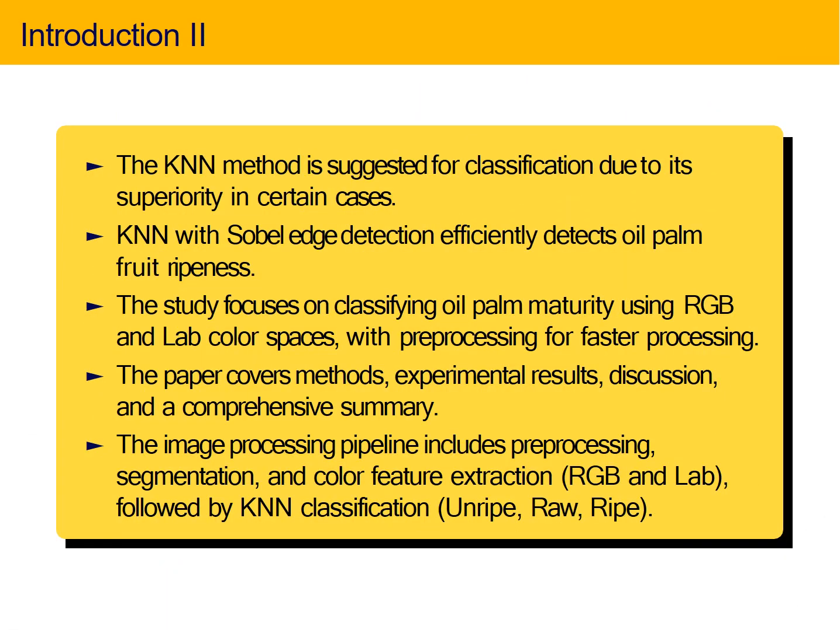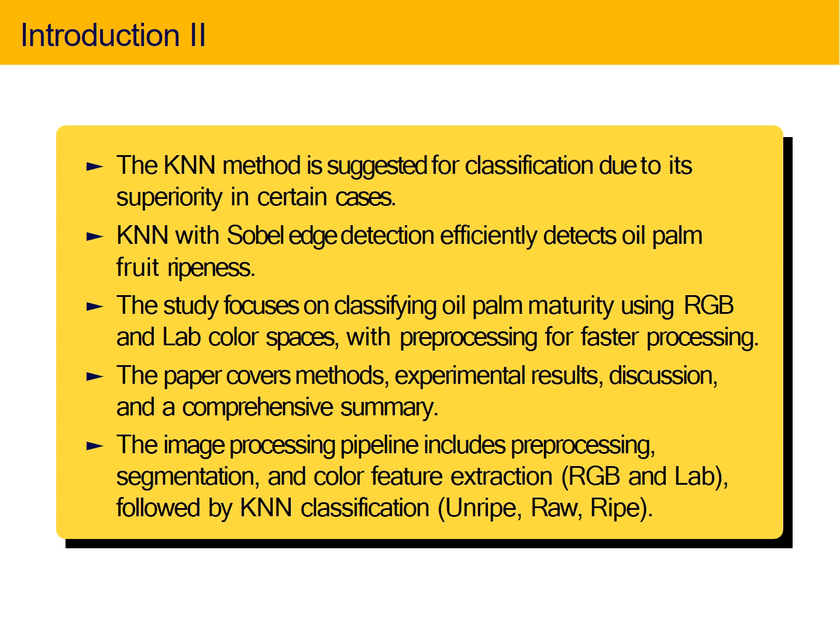This work focuses on leveraging the power of KNN, particularly with Sobel edge detection, for efficient palm oil ripeness detection. Our focus lies on RGB and LAB color space with pre-processing for faster processing. Our image processing pipeline encompasses pre-processing, segmentation, and color feature extraction using RGB and LAB, leading to KNN classification into 3 classes: unripe, raw, and ripe. Throughout this presentation, we will explore our methods, experiment results, insightful discussion, and key takeaways.